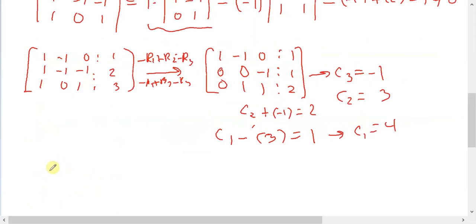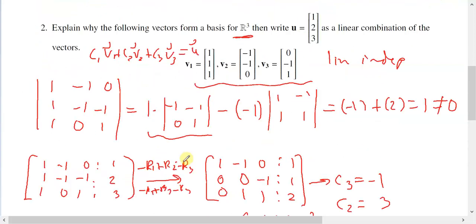So putting that together, it says that 4 times the first vector plus 3 times the second vector minus the third vector will equal the vector u. You can check it, 4, 3, and minus 1. So 4 of these, so that's 4 minus 3, that does equal 1, and then you can keep going and checking all the other ones that you'll get 1, 2, and 3 from that combination.